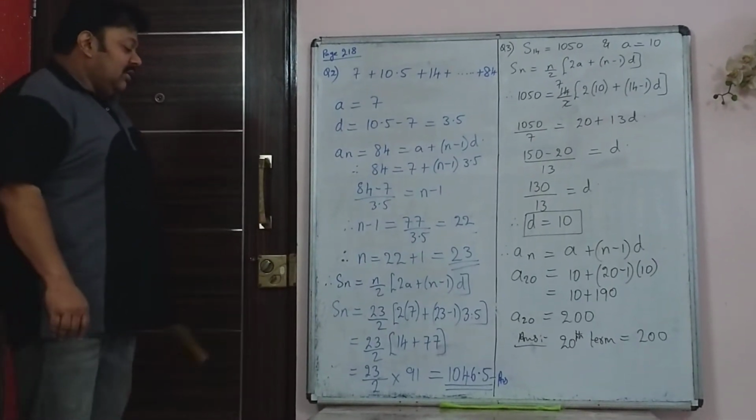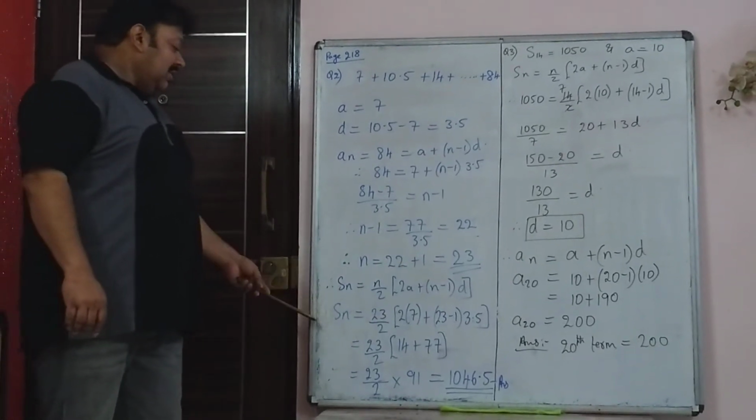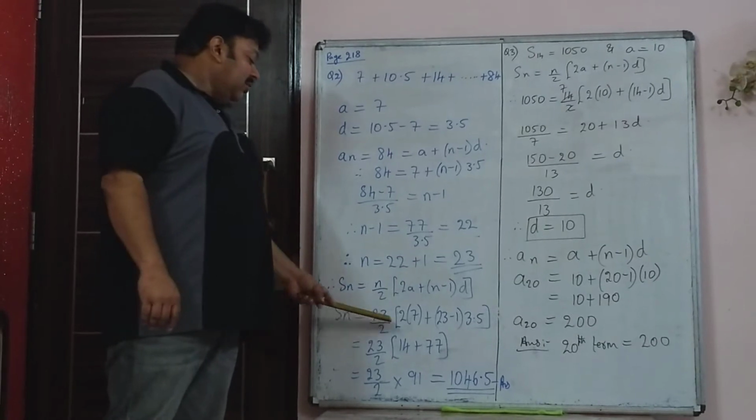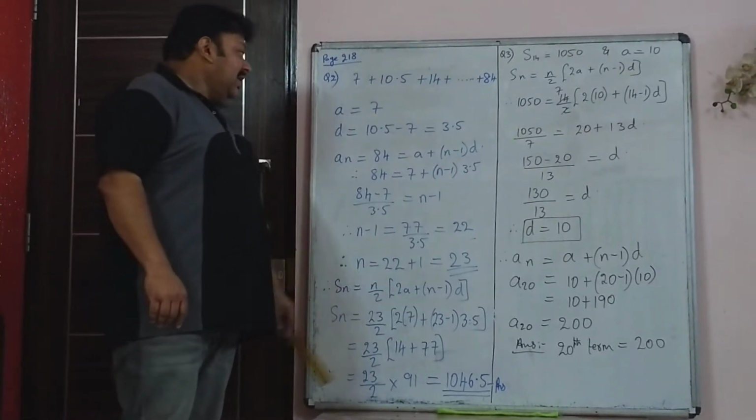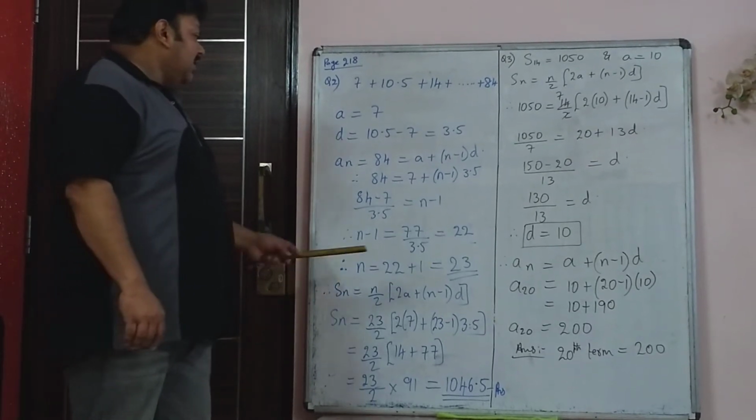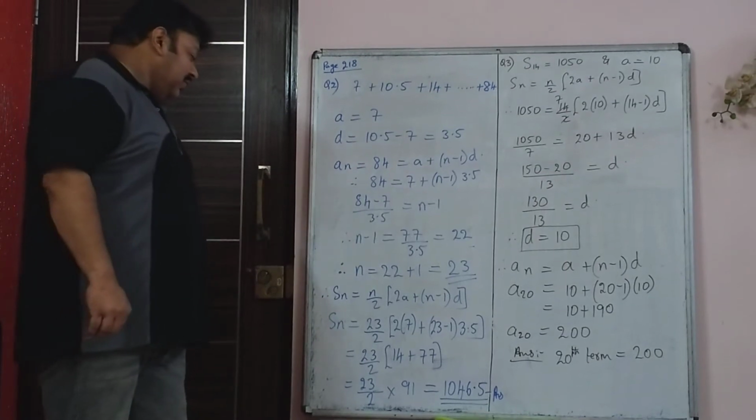The sum of n terms will be n/2 [2a + (n - 1)d]. The sum of n terms will be 23 by 2, times 2 times a, which is 7, plus n minus 1, which is 23 minus 1, into d, and d is 3.5.